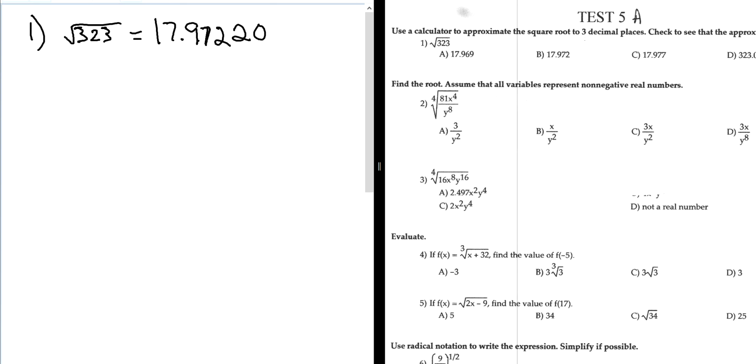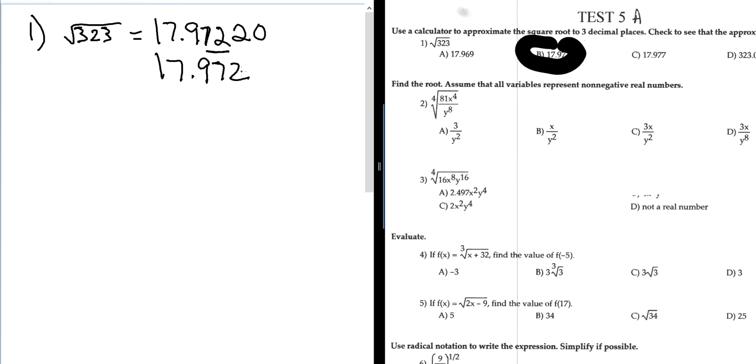All right, number one on the test review for test 5. First one's using the calculator, round it to 3 decimal places, the square root of 323. On your machine, you should get this decimal number. We're rounding to the 3rd decimal place, so it's this 2 here. Looking at the number to the right, I see it's 2, so I'm going to round it off to 17.972, which is letter B on your Scantron.